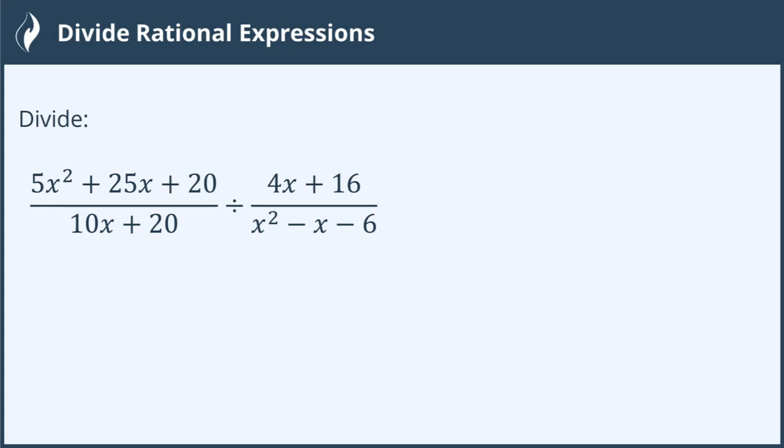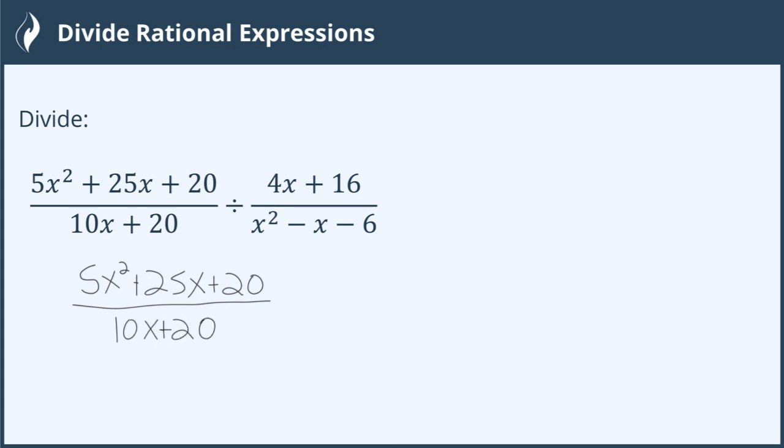In this question, we're asked to divide these two rational expressions. In order to do that, we want to first turn it into a multiplication problem. Because when we divide two fractions, we're really multiplying by the second fraction's reciprocal. So in this case, we're going to be able to rewrite this as 5x squared plus 25x plus 20 over 10x plus 20.